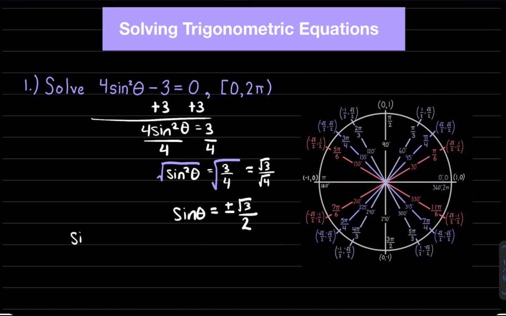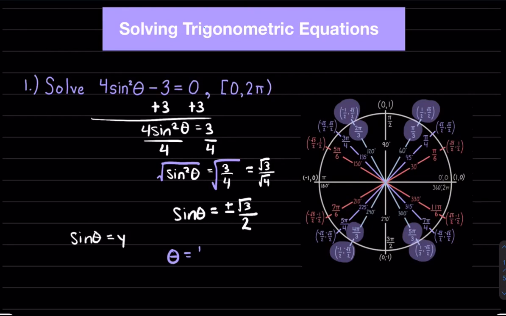Remember that sine theta is the y value, the y coordinate. So if we come over to the unit circle, pi over 3 is square root of 3 over 2. 2 pi over 3 is square root of 3 over 2. 4 pi over 3 is negative square root of 3 over 2. And 5 pi over 3 is negative square root of 3 over 2. So theta is equal to pi over 3, 2 pi over 3, 4 pi over 3, and 5 pi over 3. And that is the solution to this first problem.